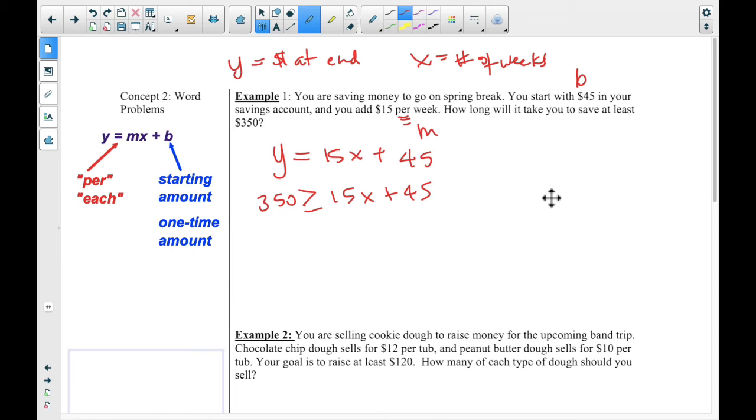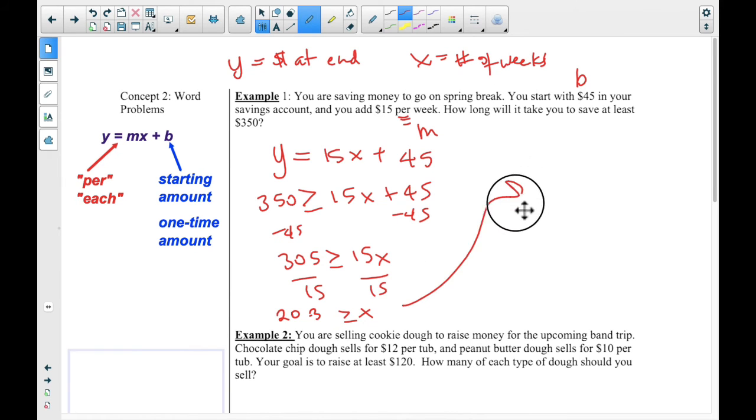Okay, then all we have to do is solve this inequality. So to solve it, I'm going to subtract my 45. That's going to give me 305. And then I'm going to divide by 15. I'm going to get my calculator. And when I divide by 15, I get 20.3. 20.3 what? Well, we defined it up here, 20.3 weeks. I'm out of space. I'm going to come up here.